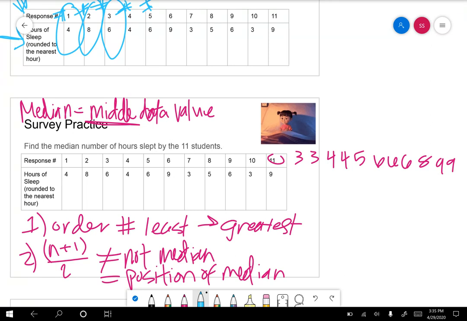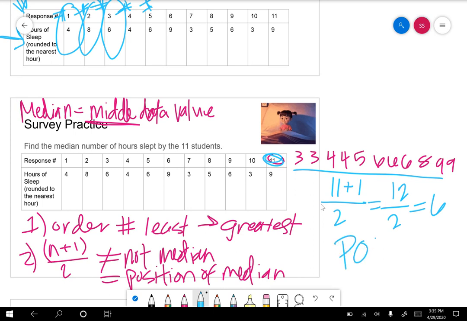So we're going to use the n plus 1 divided by 2 to find the position of the median in this list, okay? N, again, is the number of data values, so we have 11 total here, so we're going to do 11 plus 1 divided by 2. So 11 plus 1 is 12, divided by 2 equals 6. Now again, 6 isn't necessarily the actual number of the median, so the median data value, okay? This gives us the position. That's really, really important you remember that. It gives us the position of the median.